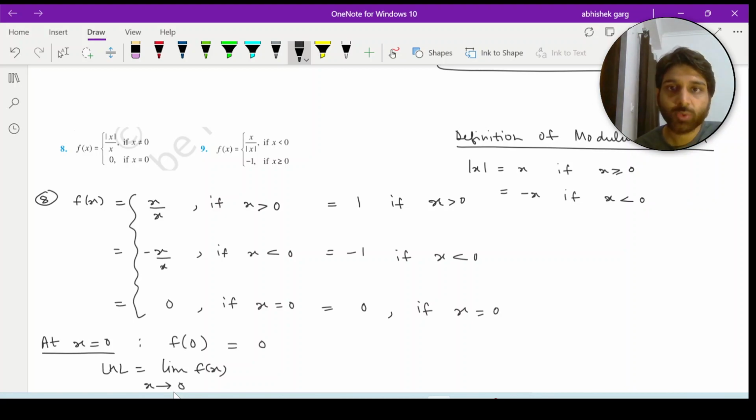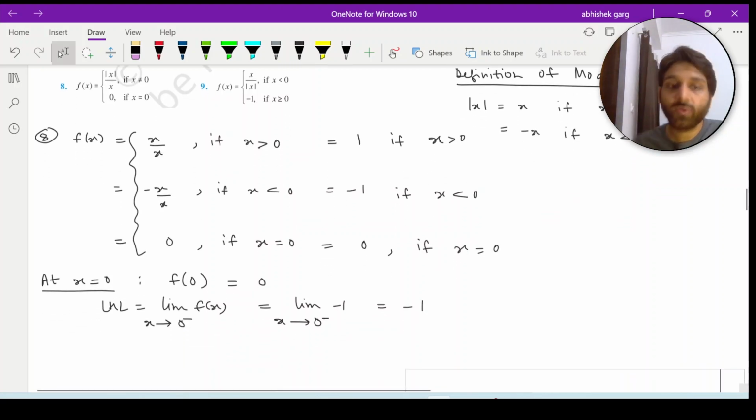So we'll write LHL is equal to limit f(x) as x tends to 0 minus. 0 minus means we are approaching 0 from the left hand side, from the left neighborhood of 0, which means the value of x is going to be slightly less than 0. When the value of x is less than 0, the value of the function is minus 1. So we'll write here limit of minus 1 when x is approaching 0 from the left hand side. Now there is no x term present over here, so we don't have an option to put direct substitution, so the value will just be minus 1.